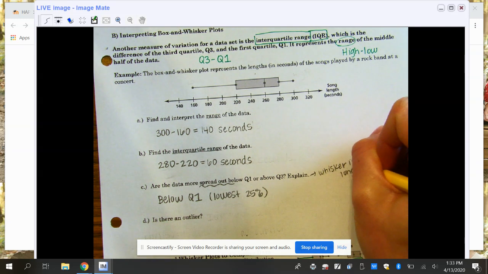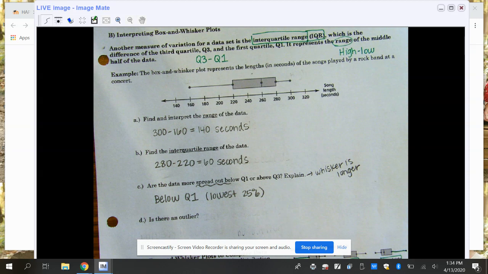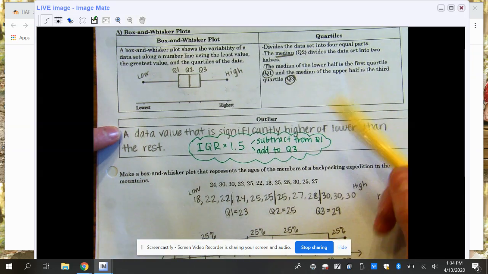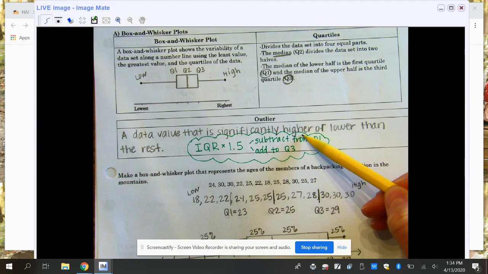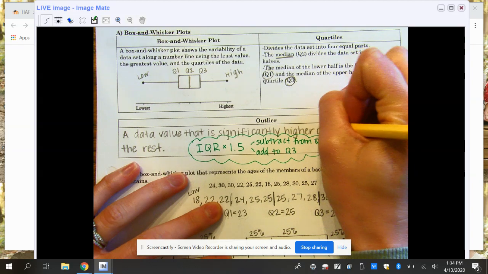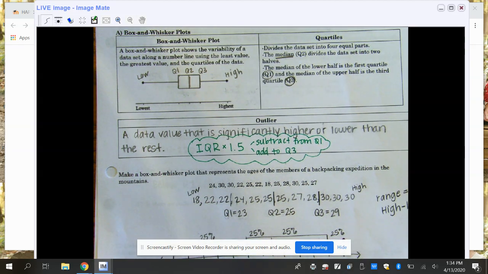Okay. All right, so now we're going to come back to that idea of an outlier. How do we figure out if a value is an outlier or not? So back on the front, that's where I defined this. So an outlier is a data value that is significantly higher or lower than the rest of the data values. Okay. So there's like a little mathematical, I wouldn't even call it an equation, it's kind of like a mathematical relationship between the values on your box and whisker plot and how you find the outlier.